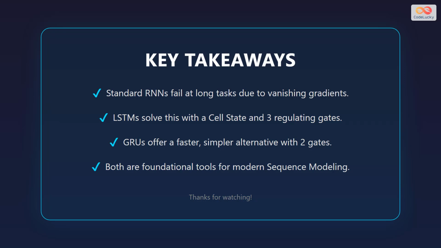To wrap up, remember that standard RNNs struggle with long memory. LSTMs solve this with a protected cell state and three gates. GRUs provide a faster, simpler alternative. Both architectures are fundamental building blocks in the world of deep learning and generative AI.